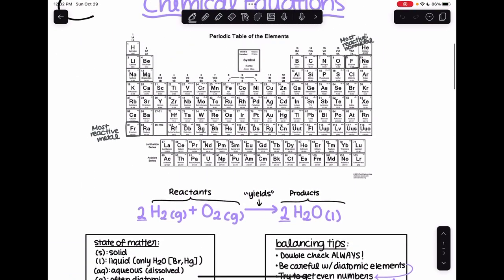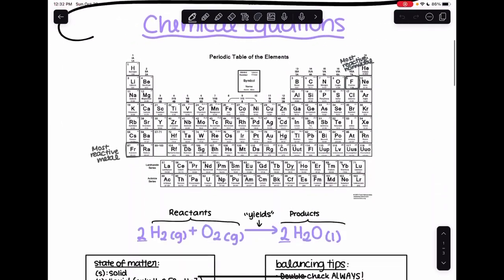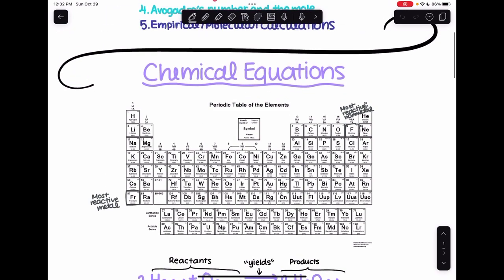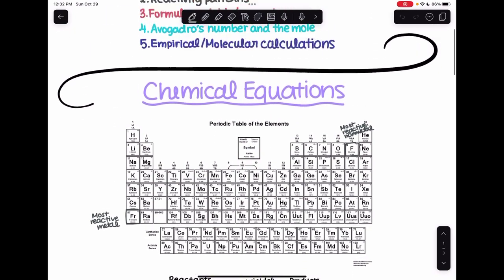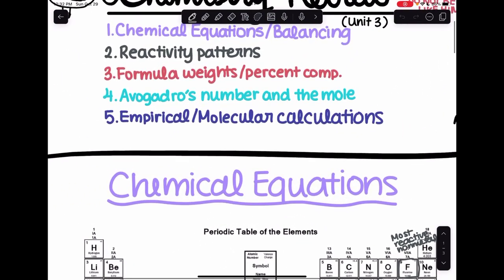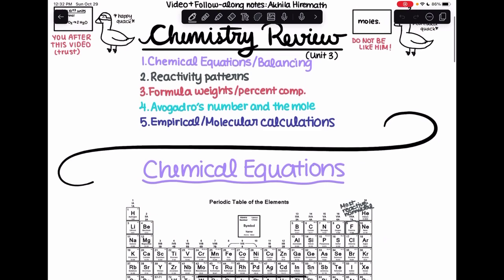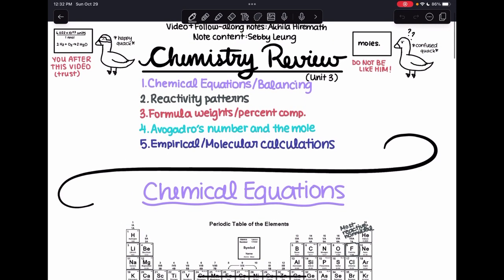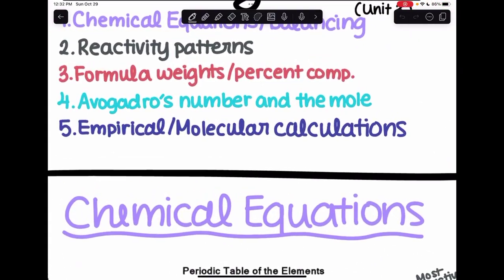Okay, so we talked about some chemical equations and balancing. We did some examples, and I quickly explained some simple reactivity patterns. In the next video, we'll cover a lot more mathematical stuff with formula weights, percent composition, everything about the mole, and empirical and molecular calculations. So when the video gets out, you can go to it if you're wondering about how you do these things.